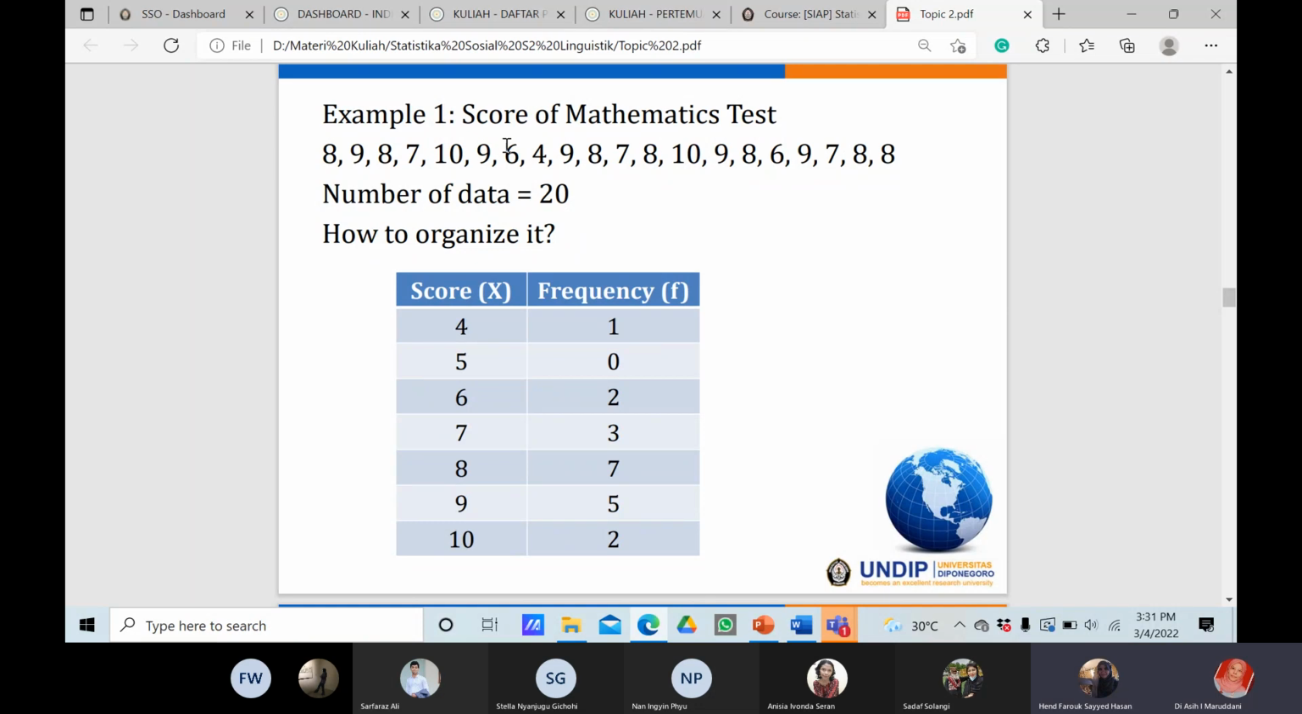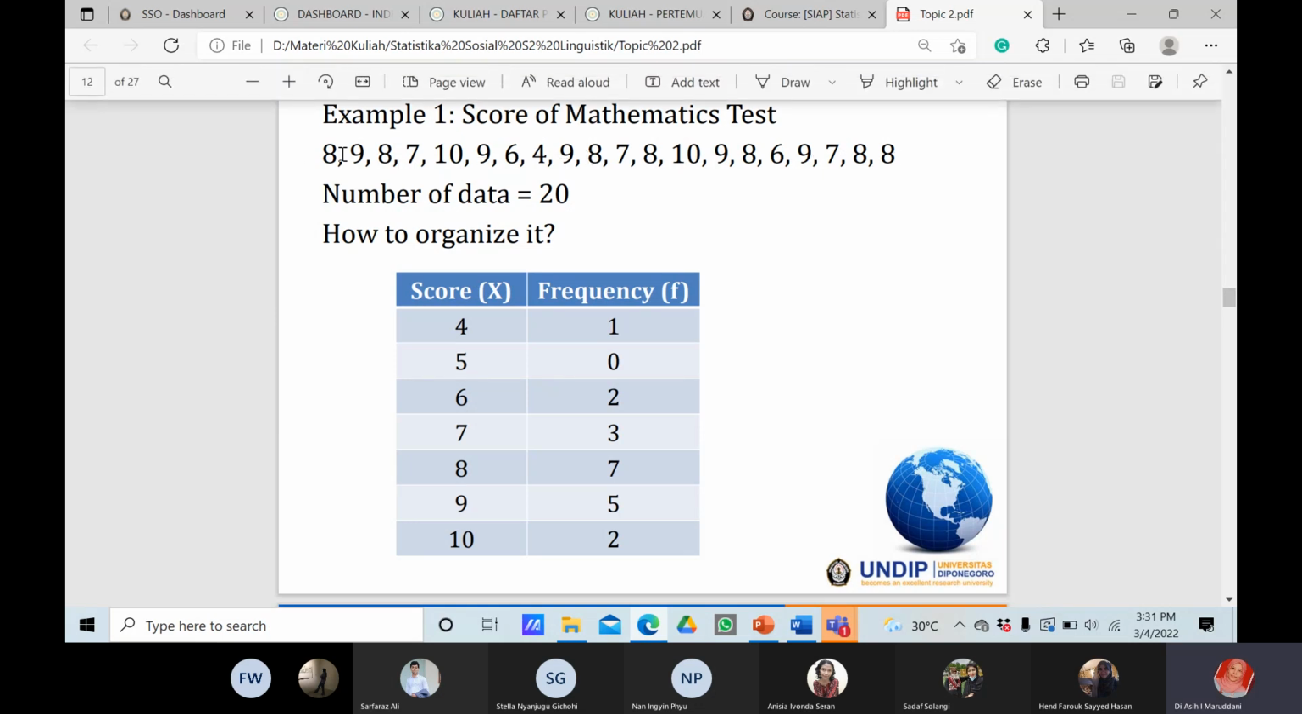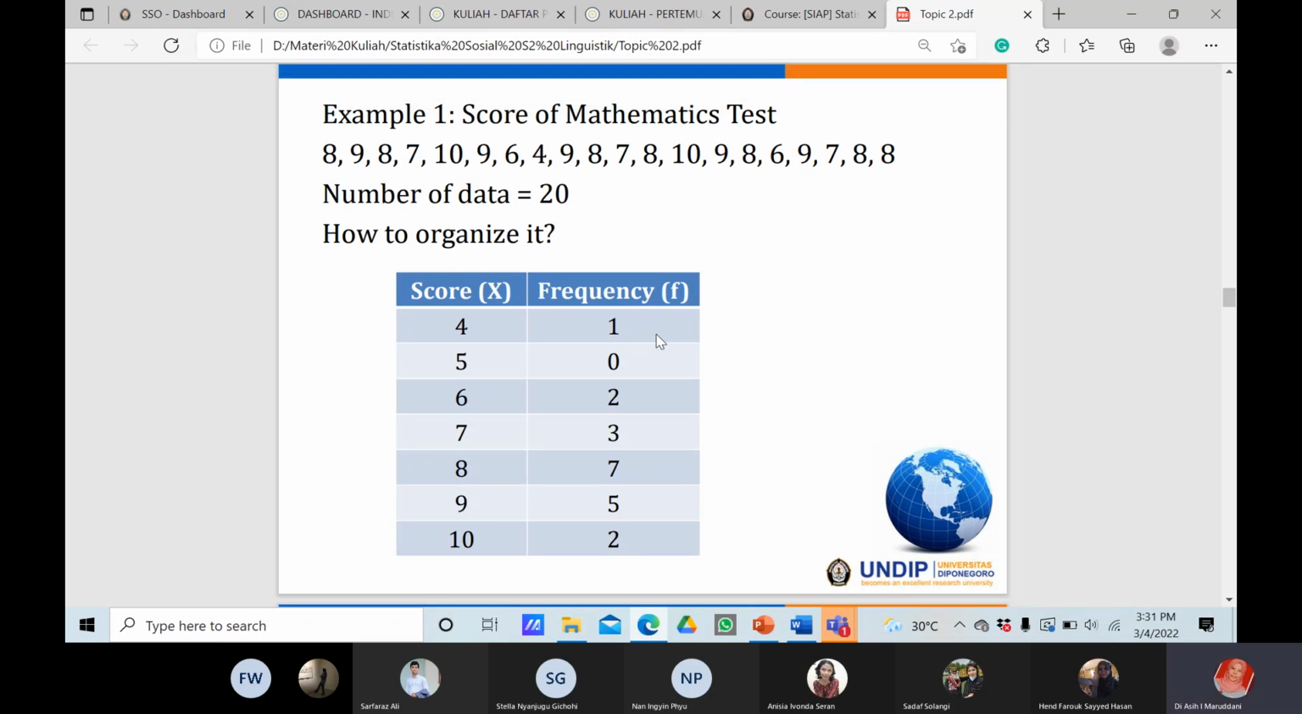You see, the minimum score is 4. There is no other 4 in this list of scores. Then we can say that the frequency of score 4 is just one student. Or we can say that just one student got 4 on the mathematics test.